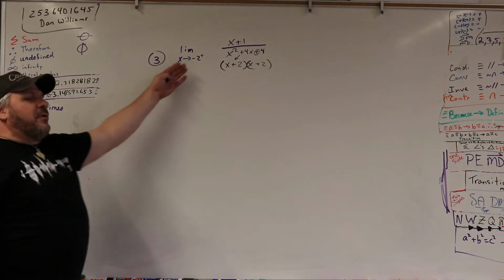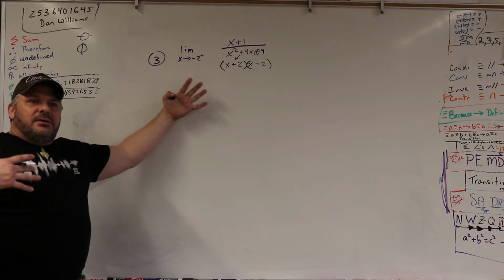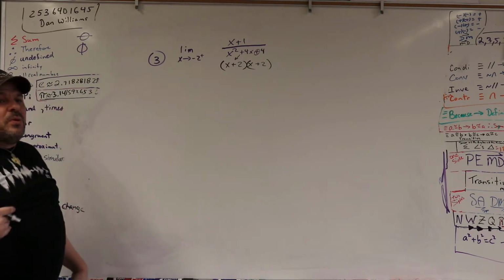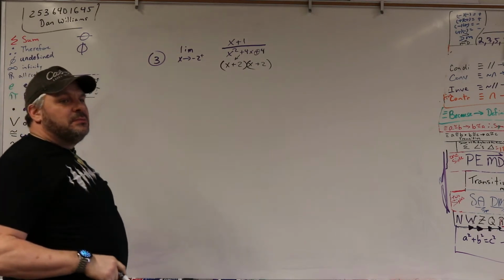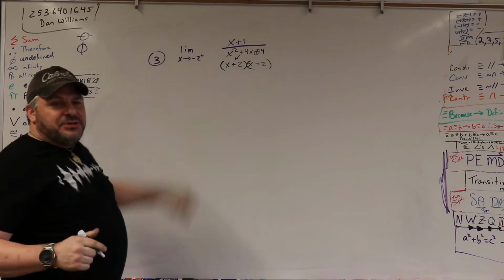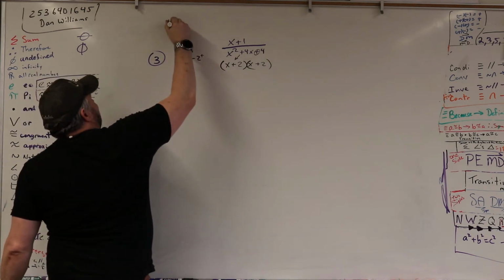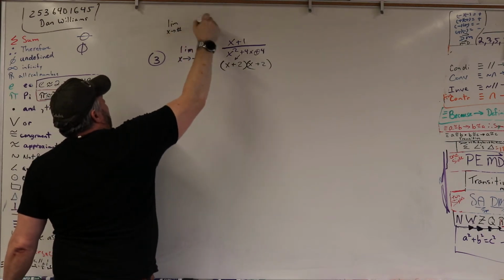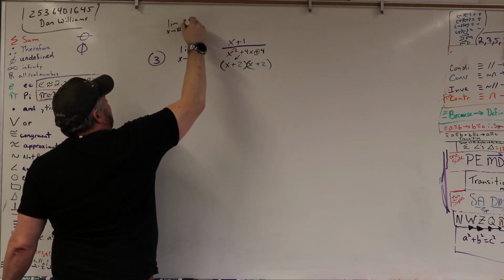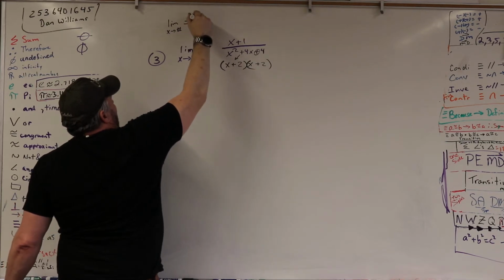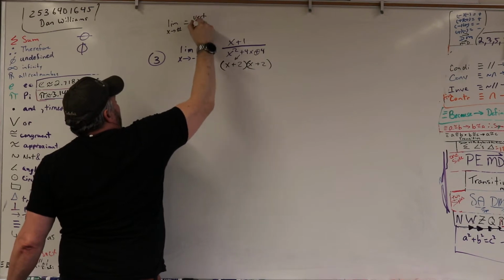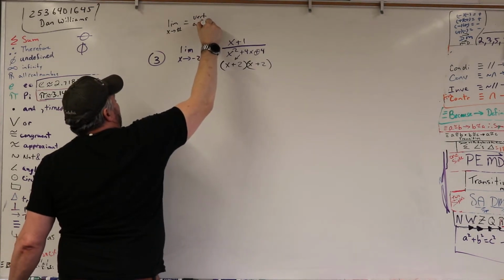Now, are we looking for a horizontal asymptote or a vertical asymptote? Vertical. Why? Because it's a number. Good job. The limit as x goes towards a number is going to look at a vertical asymptote, right?